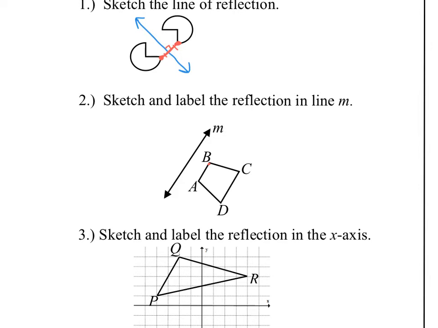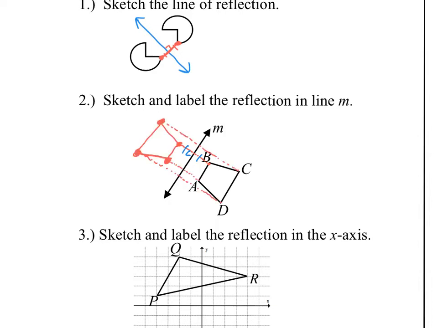So what I need to do is place point B such that, let's place it right about there, such that the segment that connects B to what will be B prime should be a segment that is being perpendicularly bisected by the line of reflection. So that's where B prime would be, and you'll do that for the rest of the points. I'm going to go ahead and stop the video and draw the rest of this.